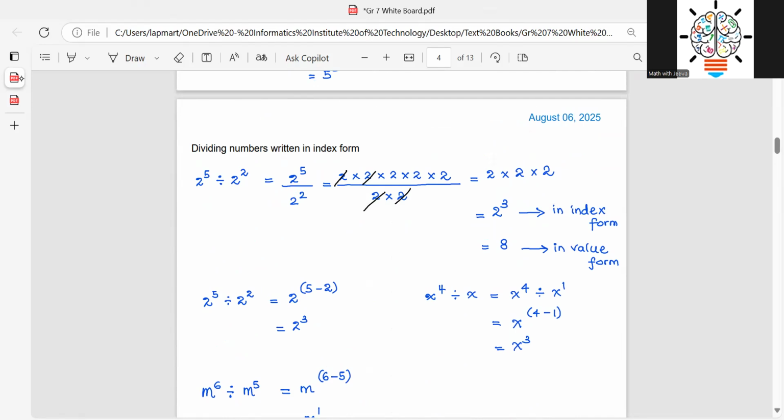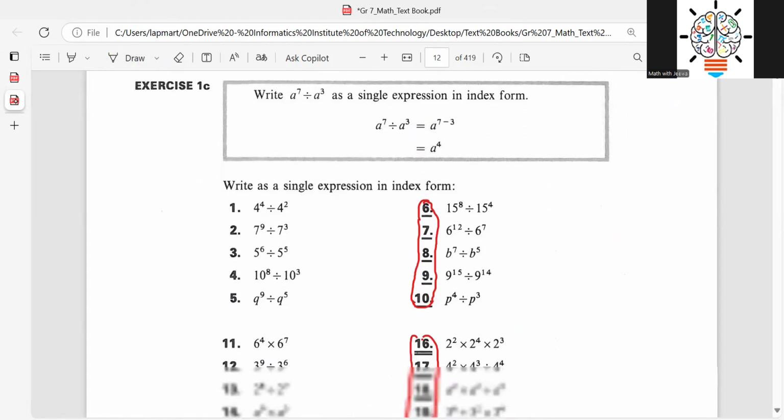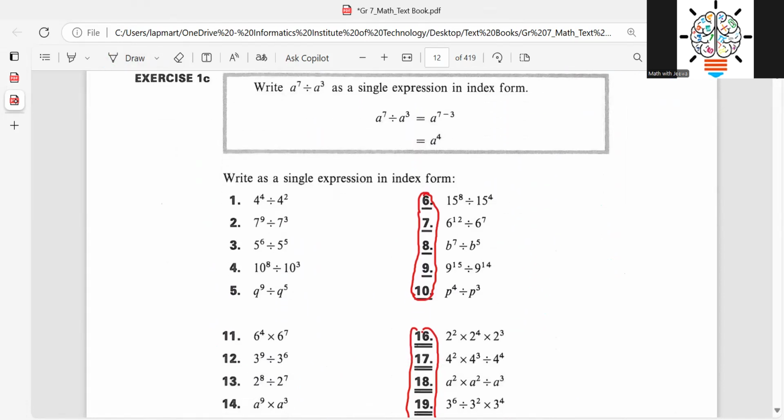Okay, children. So you can do the homework. That is Exercise 1C. Exercise 1C, I'll also make a note. Exercise 1C, question 6 to 10 and 16 to 20.